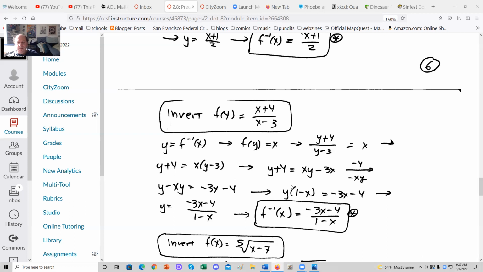Now we can isolate y by dividing both sides by 1 minus x, and get y equals (negative 3x minus 4) over (1 minus x). And that's the inverse function. f inverse of x equals (negative 3x minus 4) over (1 minus x).